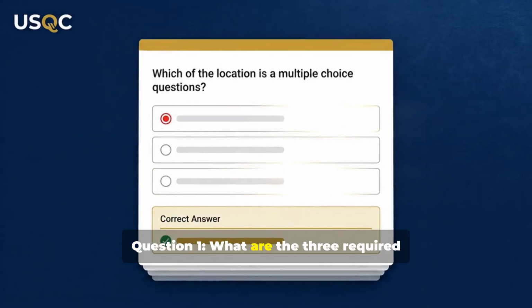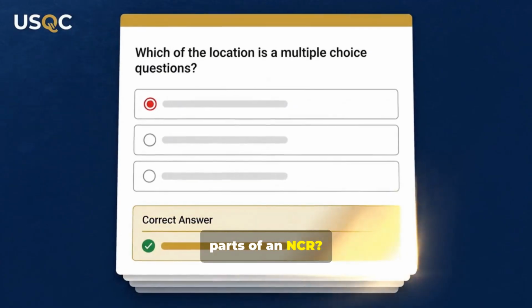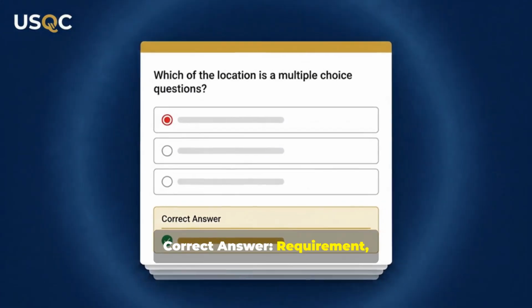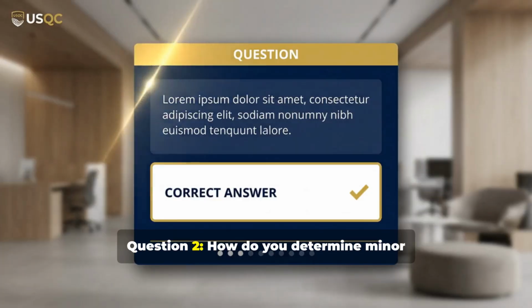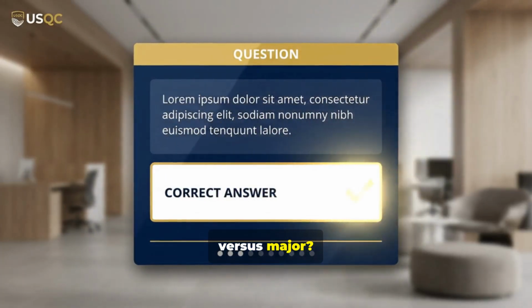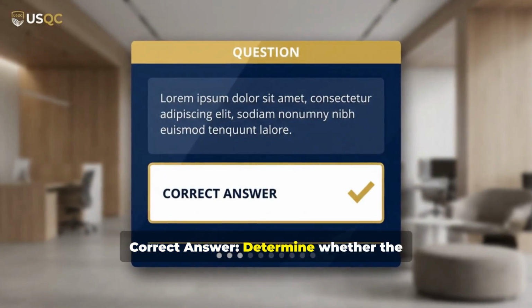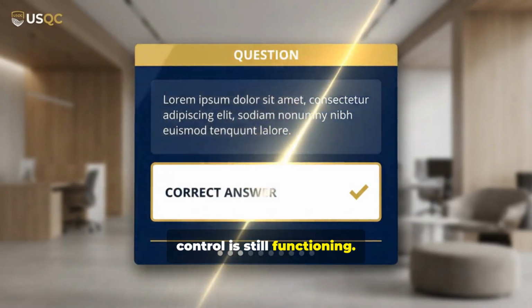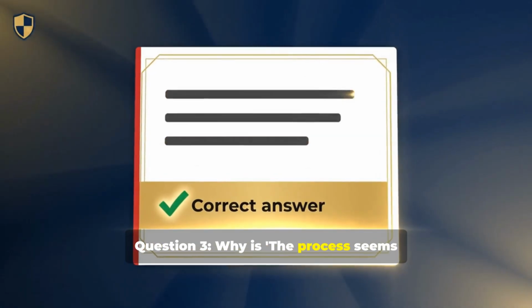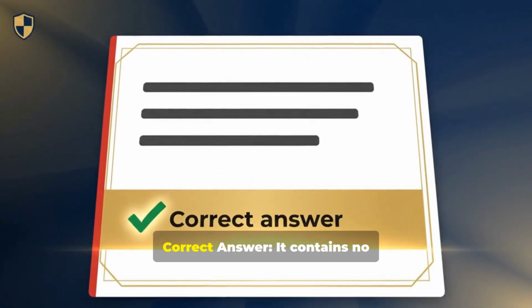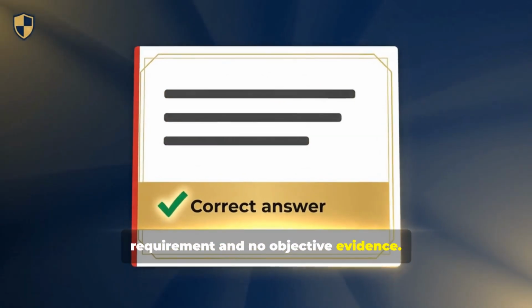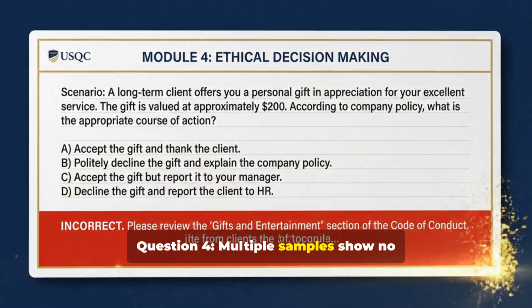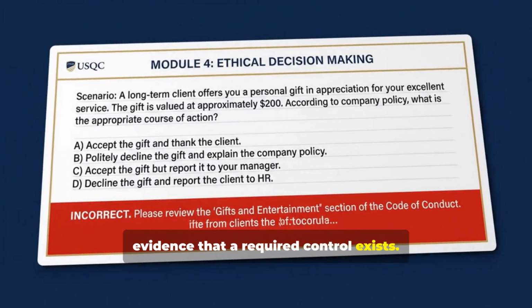Question 1. What are the 3 required parts of an NCR? Correct answer: requirement, evidence, statement of nonconformity. Question 2. How do you determine minor versus major? Correct answer: determine whether the control is still functioning. Question 3. Why is "the process seems weak" a poor finding? Correct answer: it contains no requirement and no objective evidence. Question 4. Multiple samples show no evidence that a required control exists.